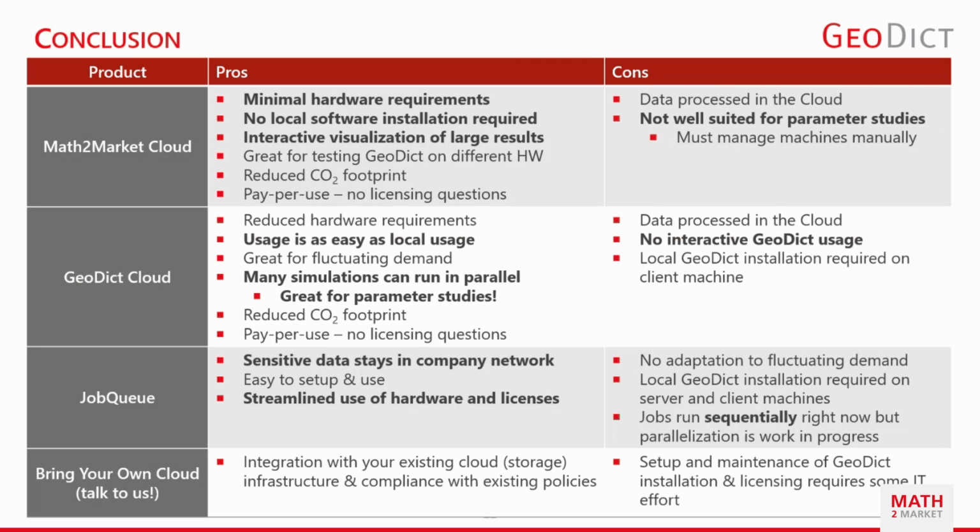And this is basically my last slide, the conclusion slide, which shows you an overview, a comparison of the features, the pros and the cons of each individual solution. The MathMarket Cloud of all these solutions has the lowest hardware requirements, because all you need is basically a computer with a browser. You could also use a tablet or potentially your phone, depending on ergonomics, because all you need is a browser. You don't need to install any local software.